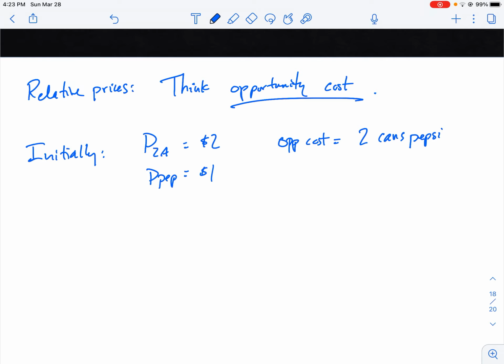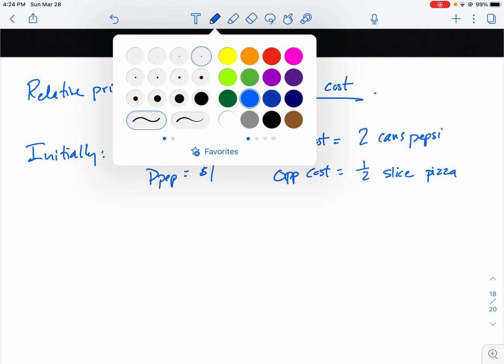And every time I bought a Pepsi, what was the opportunity cost of that Pepsi? The question is, how much pizza did I give up? The opportunity cost of Pepsi is some quantity of pizza. How much pizza? It was a half a slice of pizza. Everybody see that? If you think opportunity cost, pizza used to cost me 2 cans of Pepsi, and Pepsi cost me a half a slice of pizza.